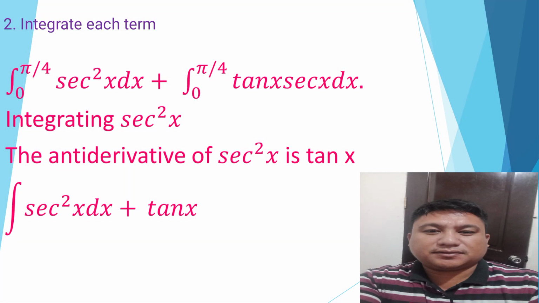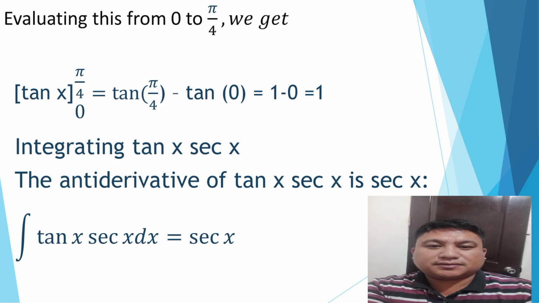Integrate each term. The integral from 0 to pi over 4 of secant squared x dx plus the integral from 0 to pi over 4 of tangent x secant x dx. Integrating secant squared x, the antiderivative of secant squared x is tangent x.